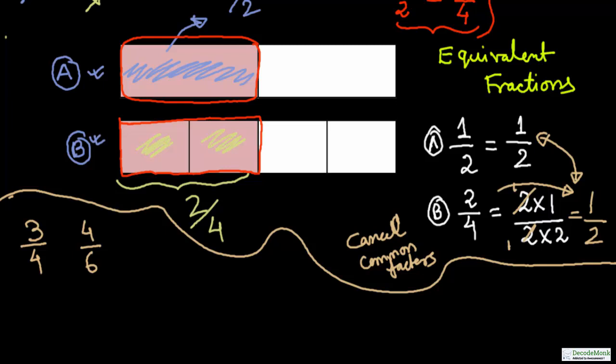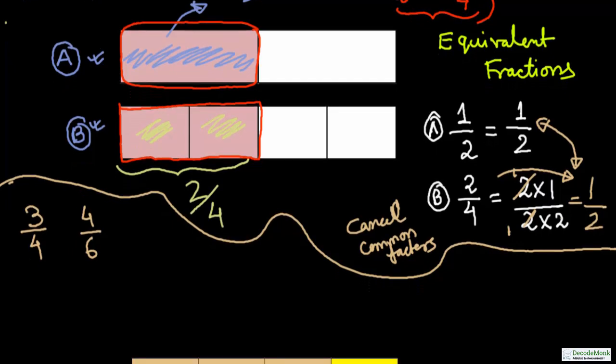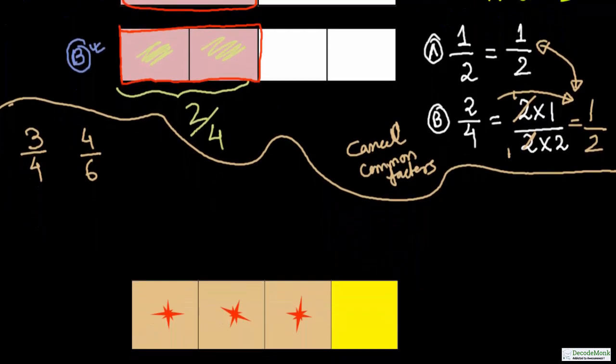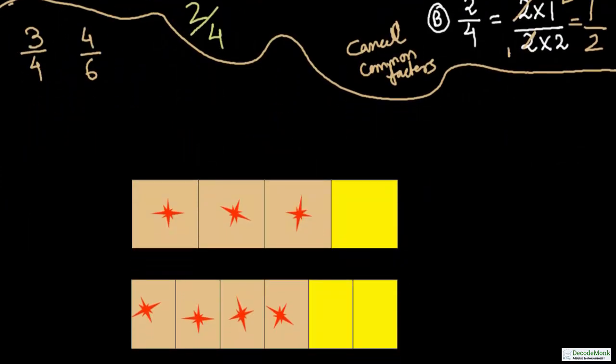To make things easier, I have again drawn the pictorial representation of these two fractions. Suppose 3 upon 4 is fraction P and 4 upon 6 is fraction Q. So first of all, I have taken again two rectangles of the same size. This is representing P and this one is representing Q.